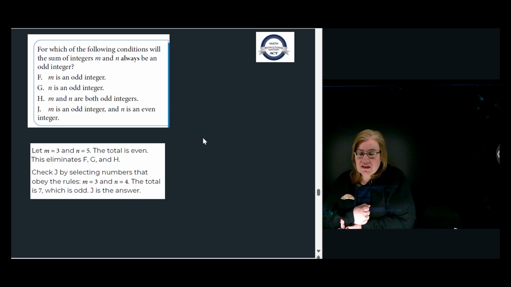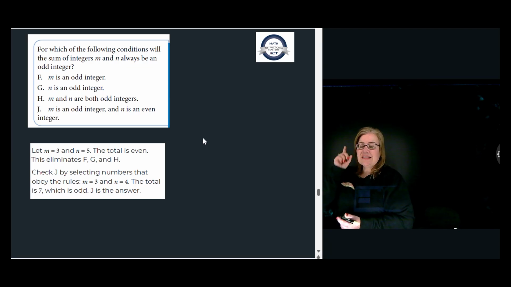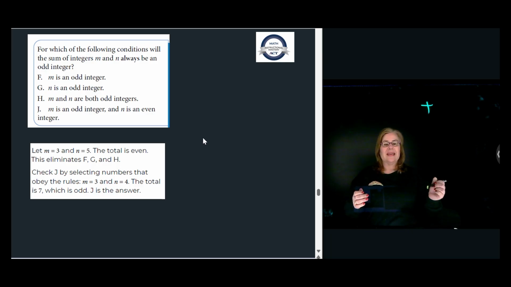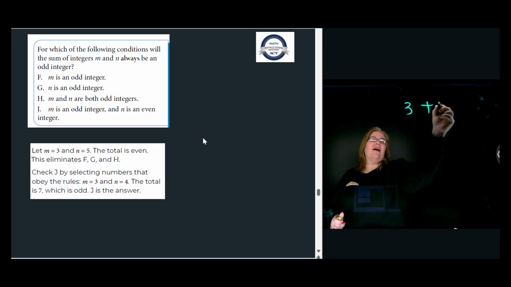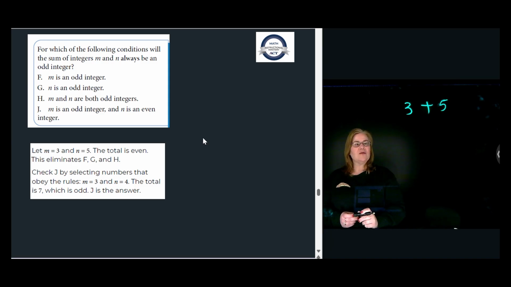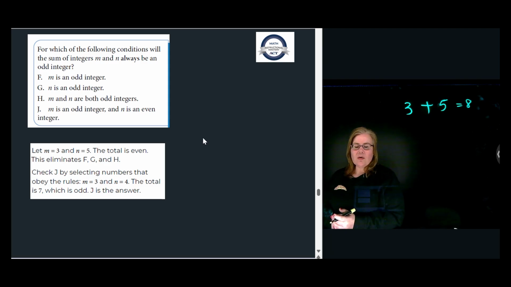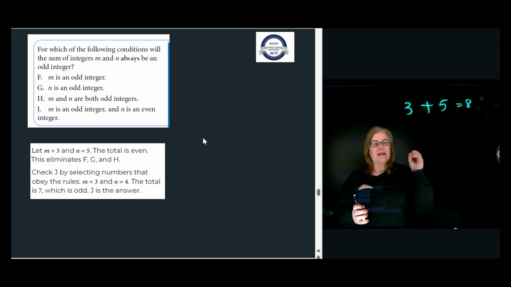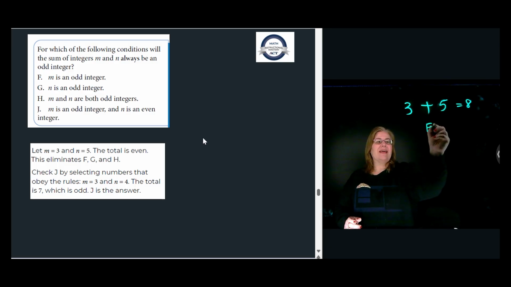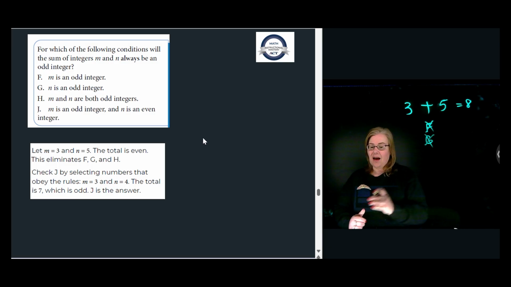So it wants to know in which of the following conditions will the sum of m and n always be odd. So we're going to get odd numbers. So let's use 3 and 5. I'm using easy, small numbers. Okay. So if I use 3 and 5, all right, obviously this gets me an 8, correct? All right, so my total is even, so I have to eliminate when one of them is only odd. So I know that F cannot be the answer, G cannot be the answer.